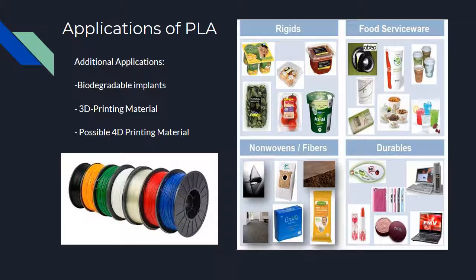Today, nearly 70% of PLA is used as a packaging material for fresh foods, liquid containers such as cups and water bottles, and shrink wrap. Another common use is in the medical field, where PLA is used to make screws, pins, rods, and other materials that need to be degraded within 6 to 12 months. A final application is in 3D printing, and there is even some research being done to use it as a 4D printing medium as well.